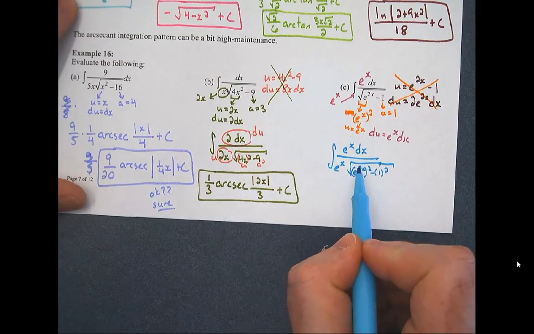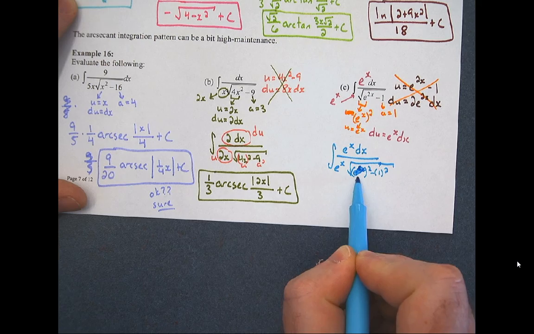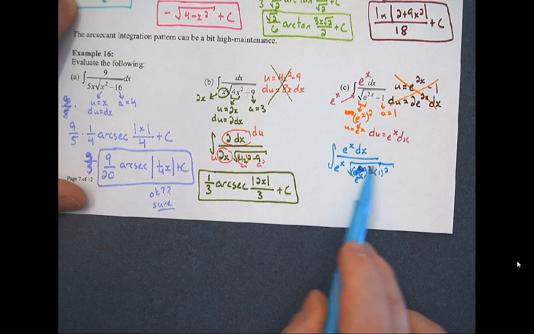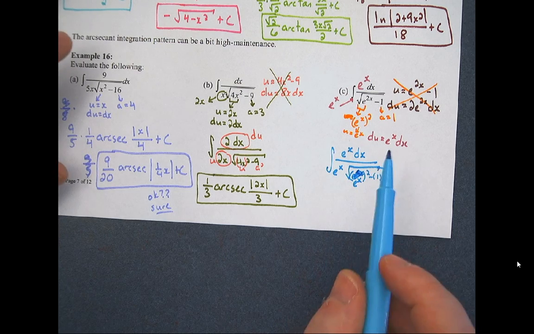So this says e to the x squared. I really don't like how I wrote that. E to the x, e to the x squared. So now we can follow the formula, where the formula is the u.